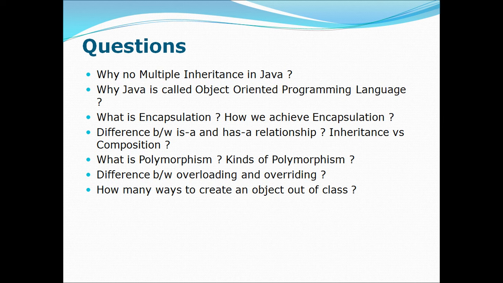What is polymorphism? Polymorphism means many forms. Okay, so one thing can be used for many purposes. Okay, so those are called many forms. And what are the kinds of polymorphism? Runtime and compile time. Compile time is overloading, runtime is overriding.